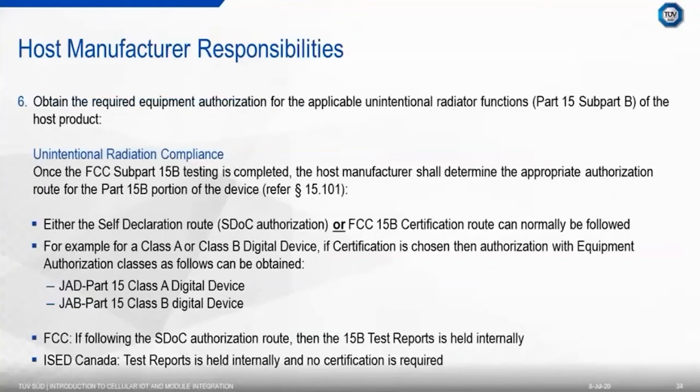I mentioned the unintentional radiator part at the start of this section. So this is compliance of the host product in accordance with FCC subpart 15B, and then you need to establish the appropriate authorization route, which can either be the self-declaration route known as SDOC, which stands for self-declaration of conformity, or alternatively the certification route. However, if the applicant is not located in the USA, the certification route must be followed. If the applicant is in the USA, then you do have the option of using the SDOC route or the certification for the 15B portion of the device. If the certification route is used, then there are a couple of examples of equipment authorization classes for a Class A and Class B digital device there. For FCC using the SDOC, the 15B test report is held internally, and the same for Canada, although there is no certification requirement for Canada for that unintentional radiator part.